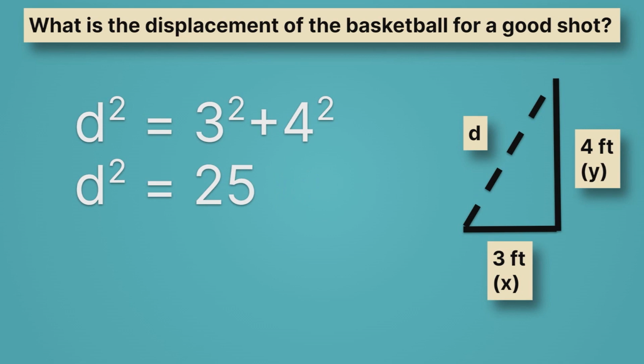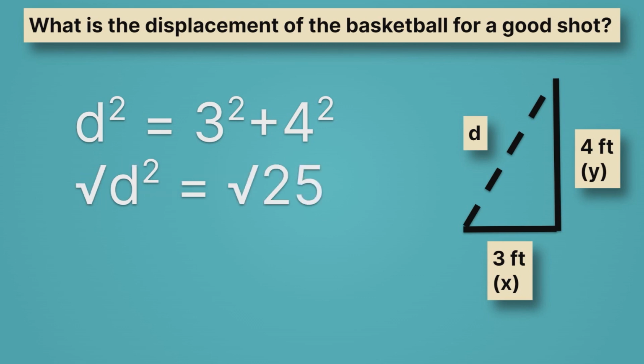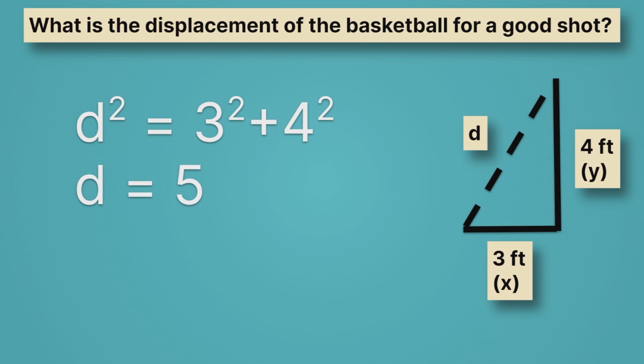Now, how do we solve an algebra problem where we have an exponent, that d squared? The exponent is that number up top. Well, we get rid of it by taking the square root. And what we do to one side, we have to do to the other. So we take the square root of both sides. The square root of d squared is just d, and the square root of 25 is 5. So we get d equals 5.